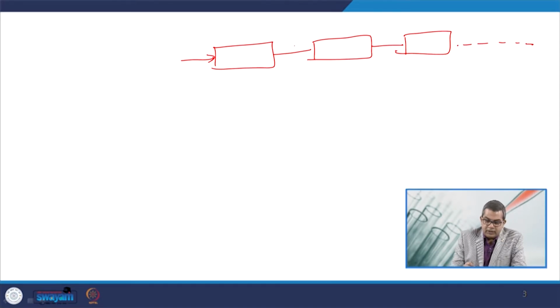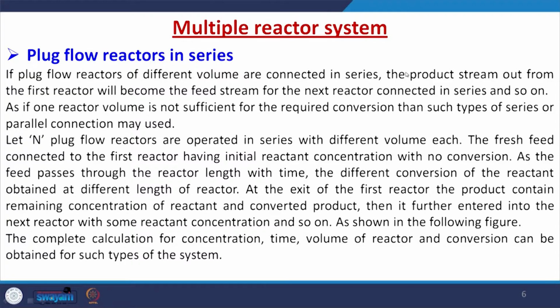Right. So, here you may say that the conversion is x1, here you can say the conversion is x2, here we say the conversion is x3, up to xn. So, there are n plug flow reactors, as you see in the figure, connected in series, and the fresh feed we are supplying to the very first reactor, having the initial reactant concentration without any conversion, that is sometimes referred to as FA naught.